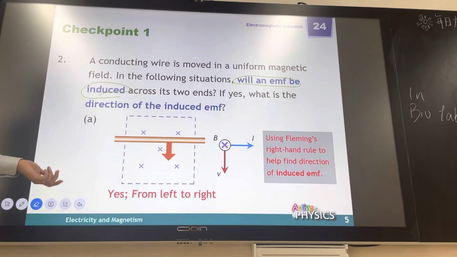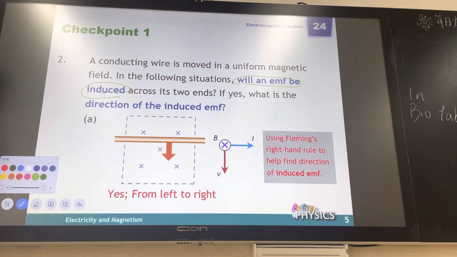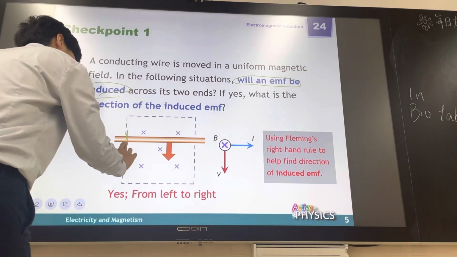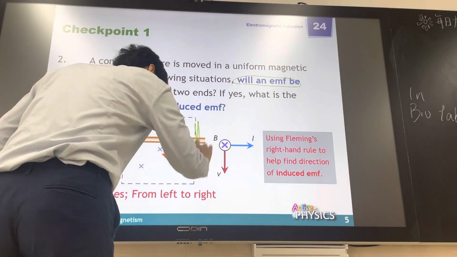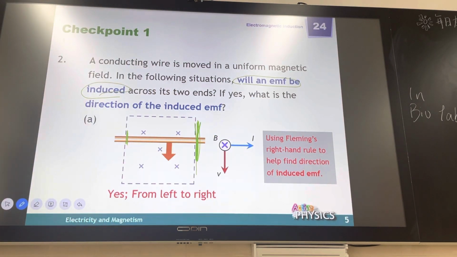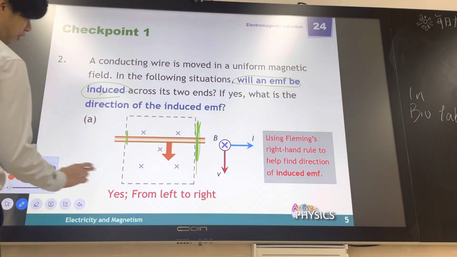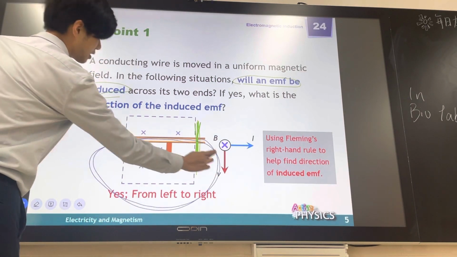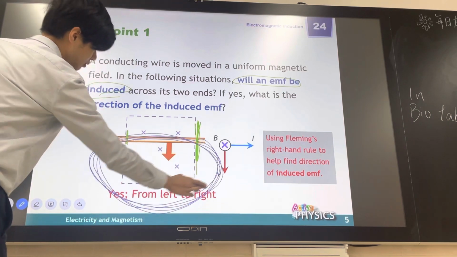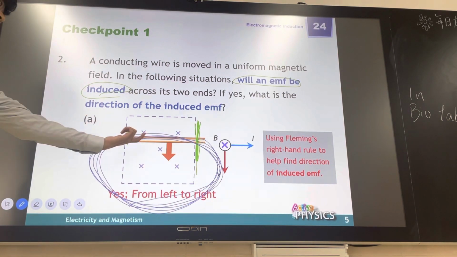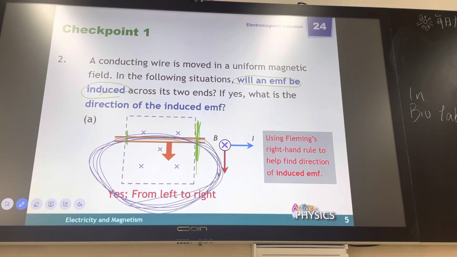And find the directions of EMF，其實都係答 from left to right。咁呢個係咩意思咧？If you treat this wire as a battery, then this is the negative terminal of the battery. This is the positive terminal of the battery. Okay. So if you connect them, then the current will flow like this. The current will flow like this. Okay? So if you treat this wire as a battery, then the right hand side will be the positive terminal. The left hand side will be the negative terminal.